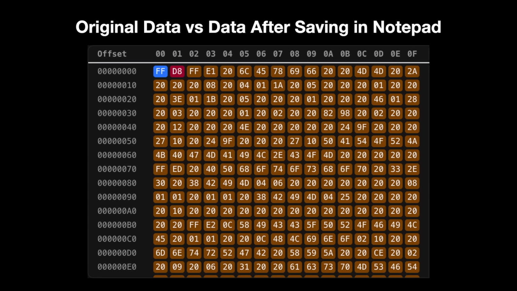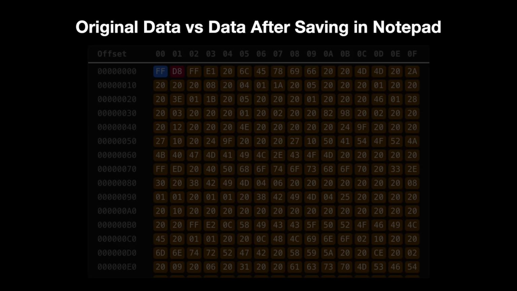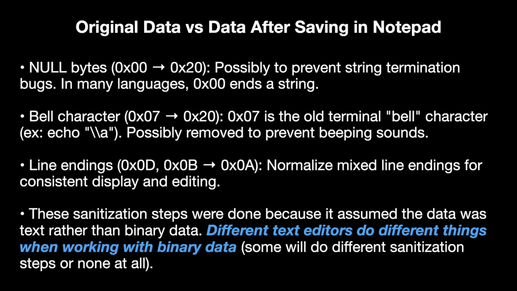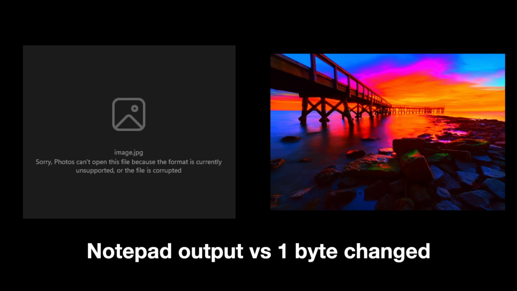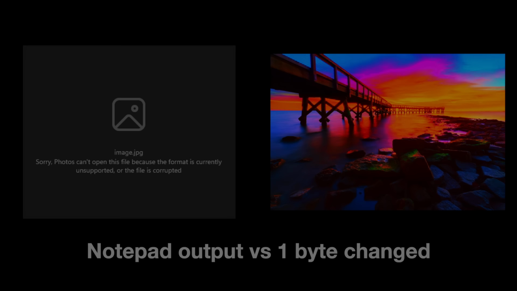When we look at the file produced after saving in Notepad, we can see that it made a handful of changes. Values that would have represented null and bell characters are changed to spaces, and values that would have acted as line-ending characters were normalized. It did this because it assumed the data it was dealing with was text, rather than binary data. These changes fried the underlying data too much, but if you're aware of the underlying structure of a JPEG, you can purposely glitch it to create something interesting.